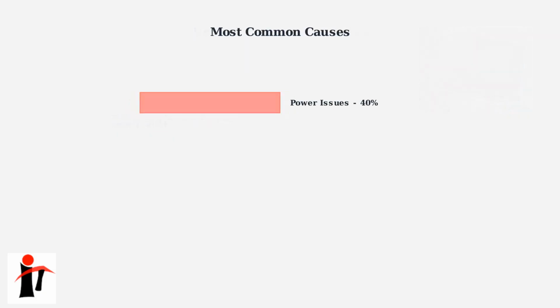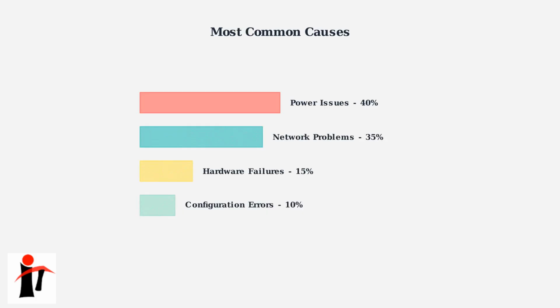Power-related issues account for 40% of red light problems, including faulty adapters and voltage fluctuations. Network connectivity problems make up 35% of cases, involving line faults and exchange issues. Hardware failures account for 15%, while configuration errors represent the remaining 10%.